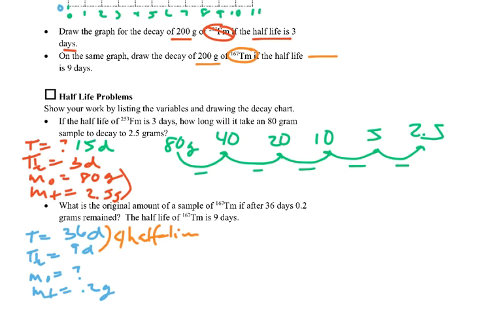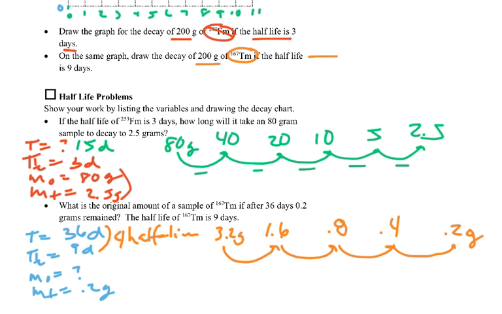So that means I would go 1, 2, 3, 4 half-lives we're talking about. And the 0.2 is what we have at the end, so we have 0.2 grams. So we can work backwards. Back one half-life, we would have had 0.4 grams, and then 0.8 grams, 1.6 grams, 3.2 grams. And so that's our answer. We'd have 3.2 grams.